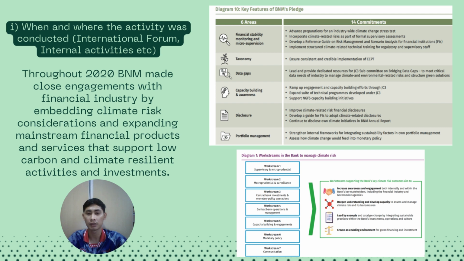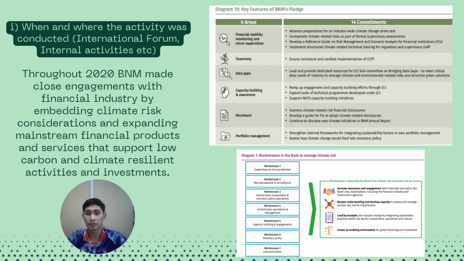In diagram 10, we show key features of BNM's pledge, which has 6 areas and 14 commitments. Area 1, financial stability, monitoring and micro supervision, and the commitments are: advance preparation for an industry-wide climate change stress test; incorporate climate-related risks as part of formal supervisory assessment; develop reference guide on risk management and scenario analysis for financial institutions; implement structured climate-related technical training for regulatory and supervisory staff.